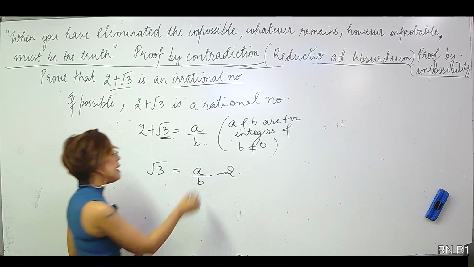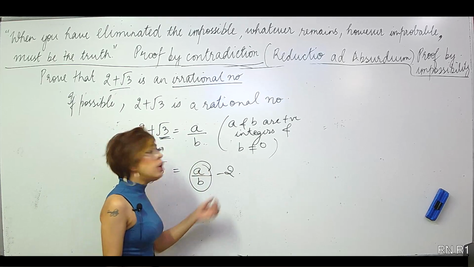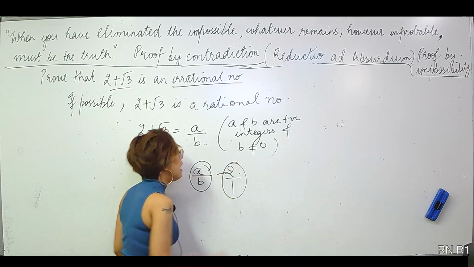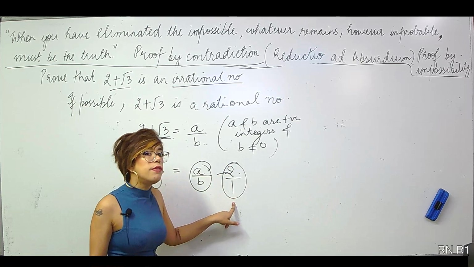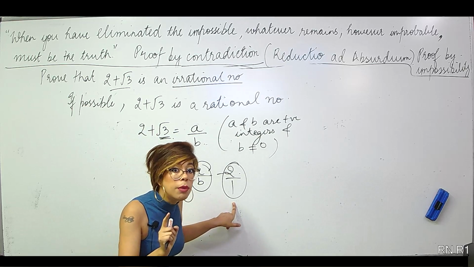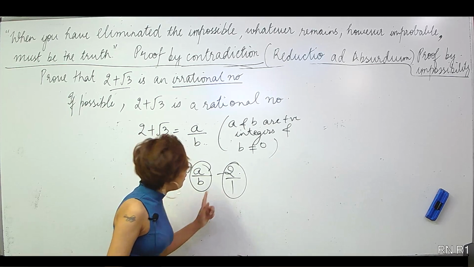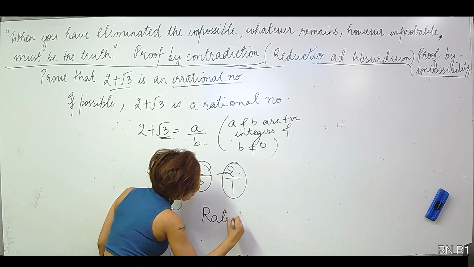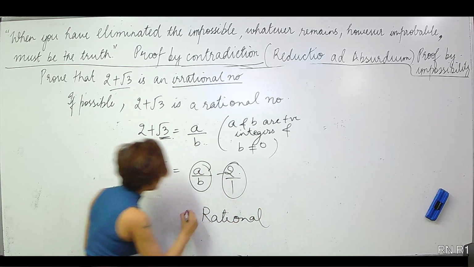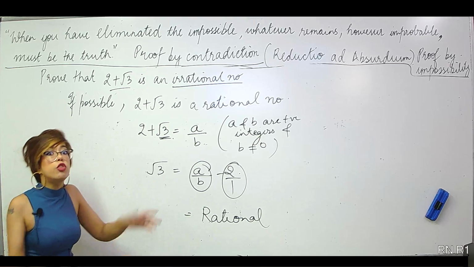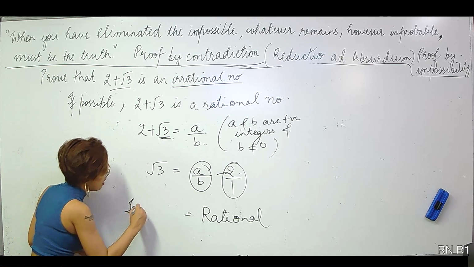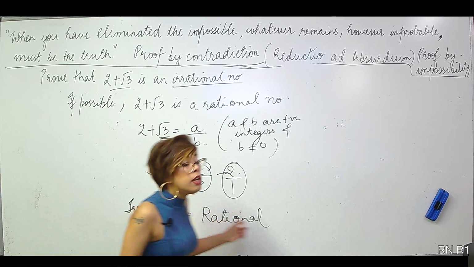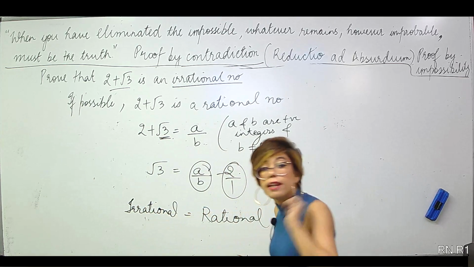Right? Now, definitely this is a rational number. Now, 2 is also a rational number, right? I can write 2 as 2 by 1. This is a rational number. Difference of two rational numbers will give me a rational number. Closure property again. So, right hand side is definitely rational. Left hand side, you just proved that root 3 is irrational. So now you are saying irrational is equal to rational. Definitely this is a contradiction.